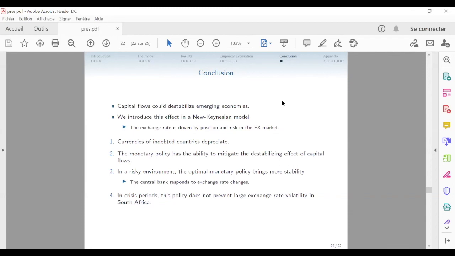Our theoretical results suggest that monetary policy has the ability to mitigate the destabilizing effect of capital flows. And according to our theoretical result, again, in a risky environment, an optimal monetary policy brings more stability due to the fact that it responds to exchange rate movements. And at last, through our empirical investigation, we conclude that this optimal monetary policy is not sufficient for South Africa to avoid large exchange rate volatility in a crisis period after shocks.